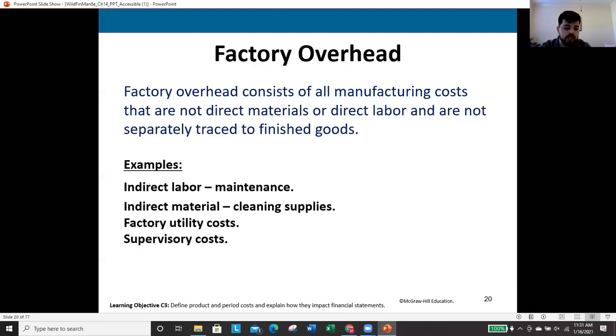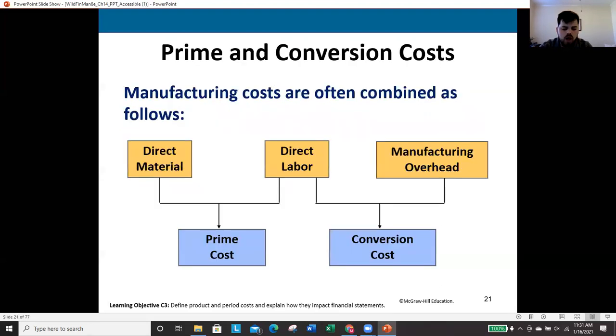Next, we see indirect material. Indirect material could be something like cleaning supplies, once again for a very similar reason to the maintenance. Without a clean area to work in, you're going to not be able to produce your product very efficiently, so it is certainly related to production. Things like factory utility costs and supervisory costs are all part of factory overhead as well.